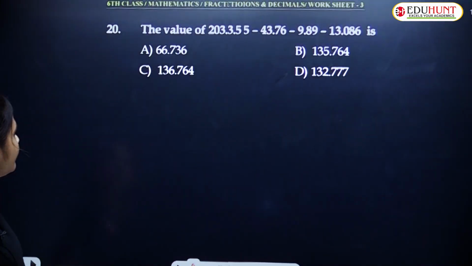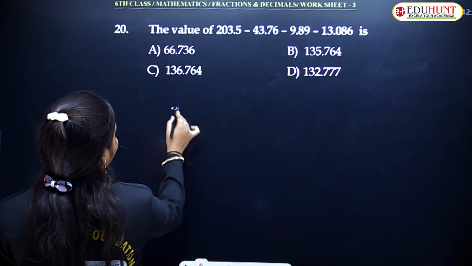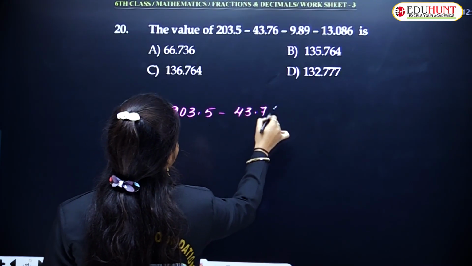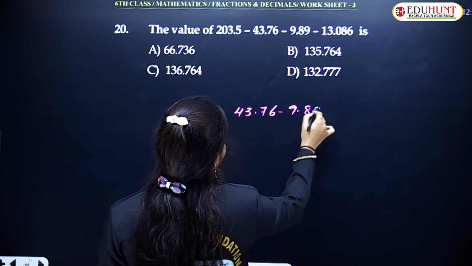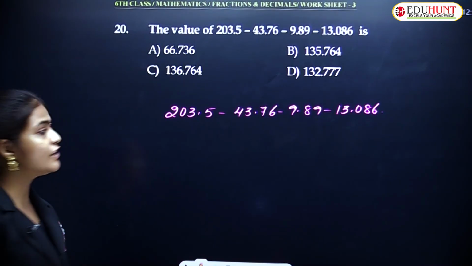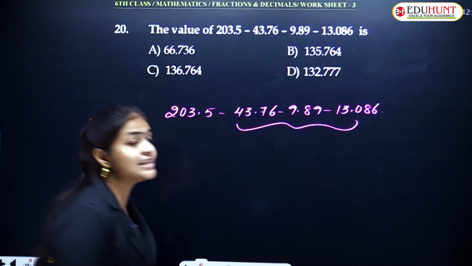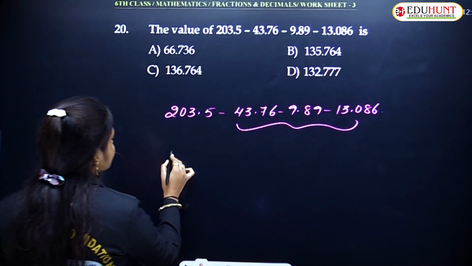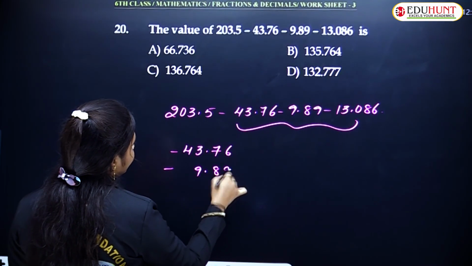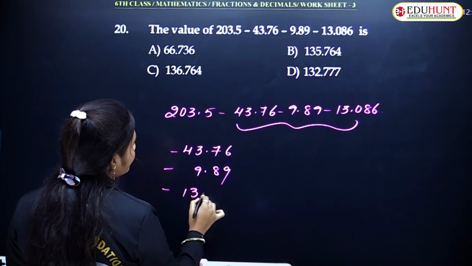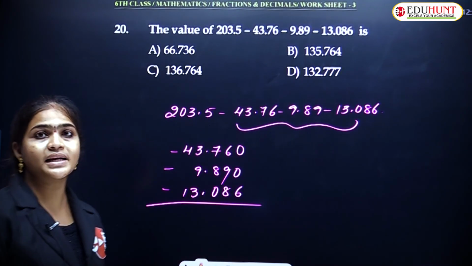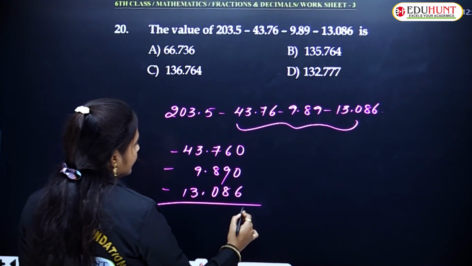The value of 203.5 minus 43.76 minus 9.89 minus 13.086. Okay, and we know that first we can add the numbers which have the same sign. So we can write this as minus 43.76 minus 9.89 minus 13.086. Another place value is there, no? So that's why here we have to keep that 0. Understand?